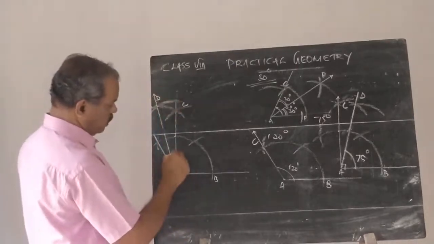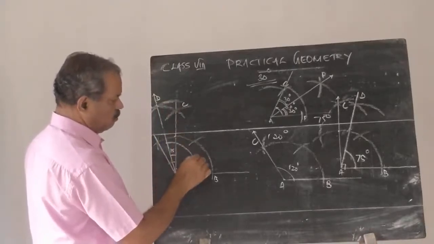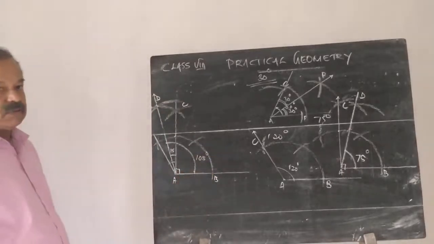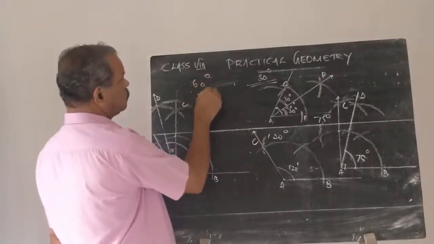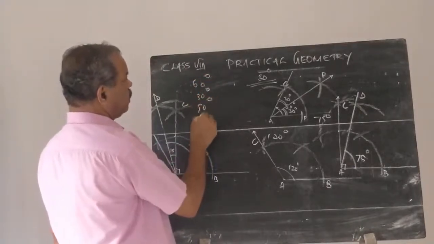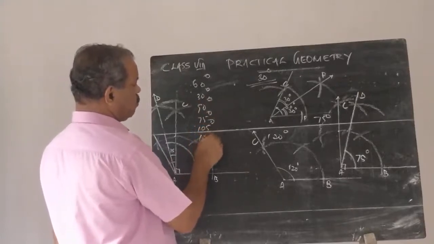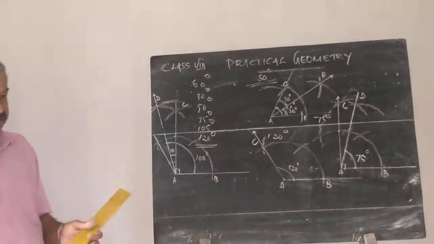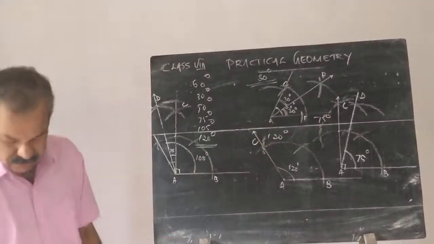So this is 90 plus 15, total angle 105 degrees. So we have seen how to draw angle 60 degrees, 30 degrees, 90 degrees, 75 degrees, 105 degrees, 120 degrees. We can apply this for the construction of quadrilaterals.